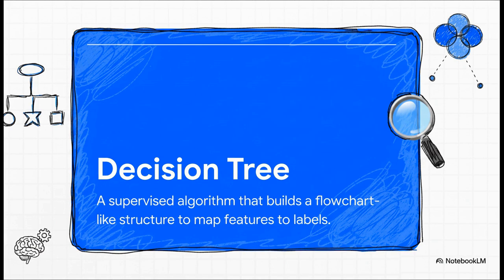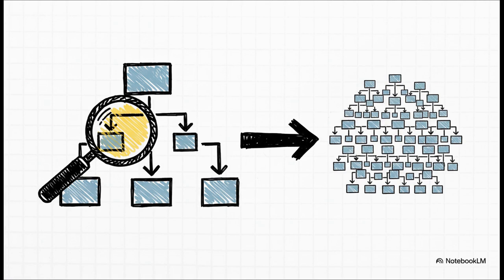This algorithm works exactly like a flowchart. You can think of it like a game of 20 questions. It just asks a series of simple yes or no questions about the data to work its way down to a final decision. The biggest win for a decision tree is how transparent it is. You can literally follow the path of questions and see exactly how it made its decision. But here's the thing. While one tree is great, its real power is that it's the basic building block for some even more powerful models, which we're about to get into right now.